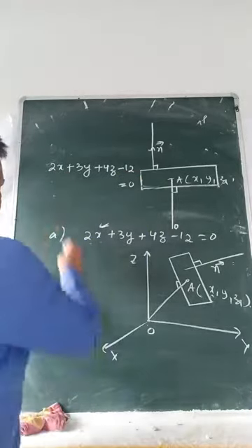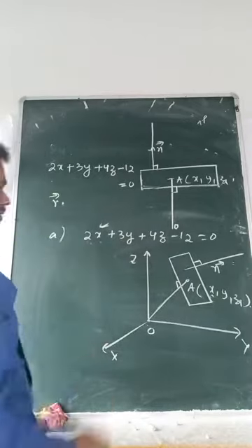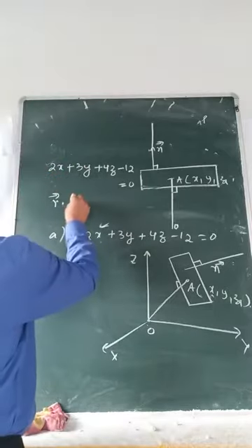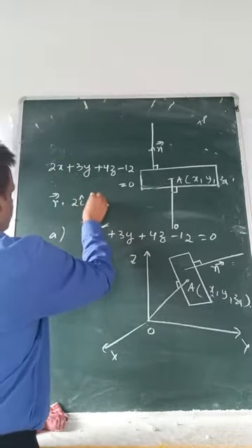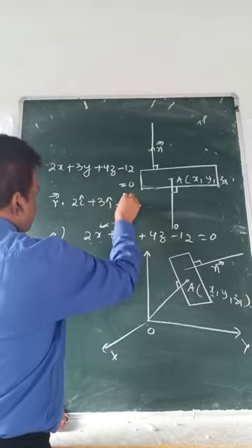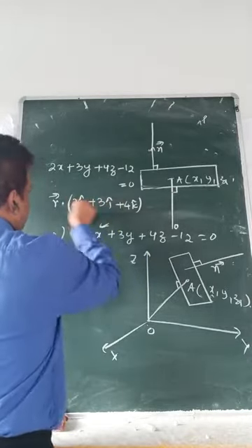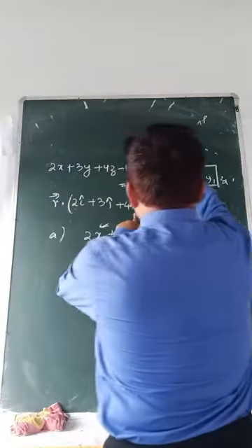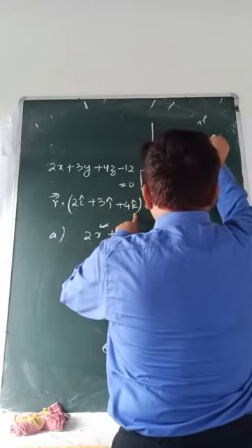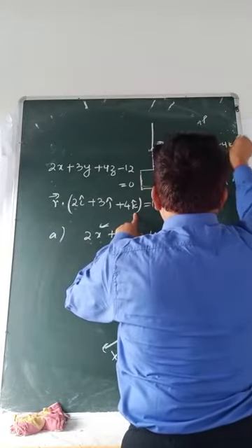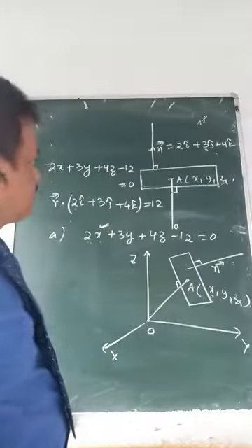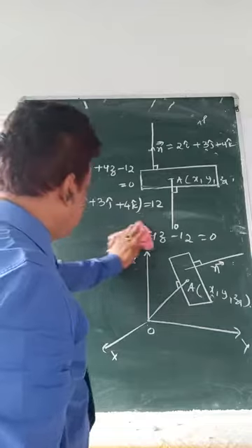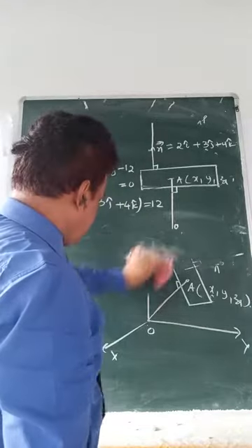If you want to find the normal, simply write r dot, take out the components, that will be the vector 2i plus 3j plus 4k equals 12. This is the normal. This is 2i, 3j, 4k. Okay? Got the point now? So I am drawing this part. We need this to find out.